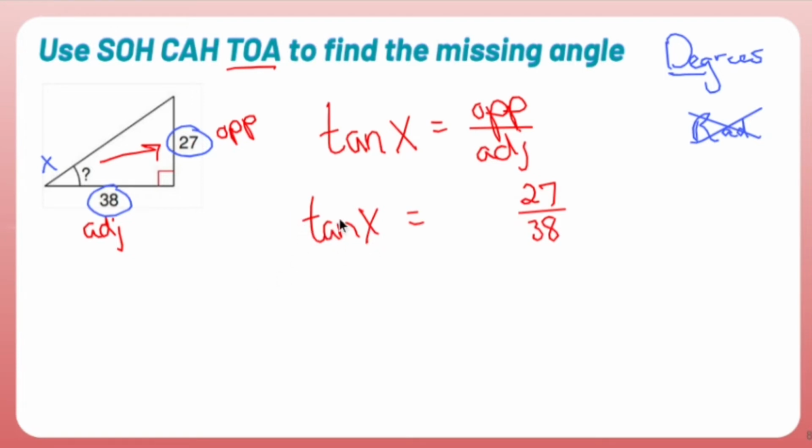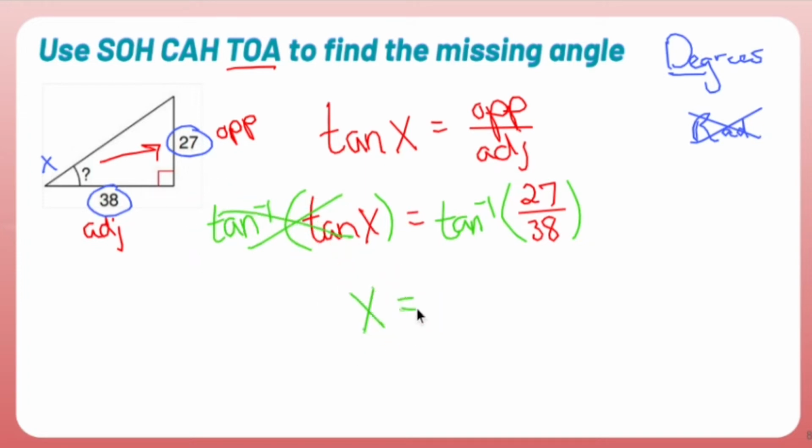And the only way you get x all by itself is to get rid of that tangent. So we get rid of tangents by taking the inverse tangent of both sides. So we write out the inverse tangent of both sides. That allows us to cross out those tangents over there. Now x is all by itself.